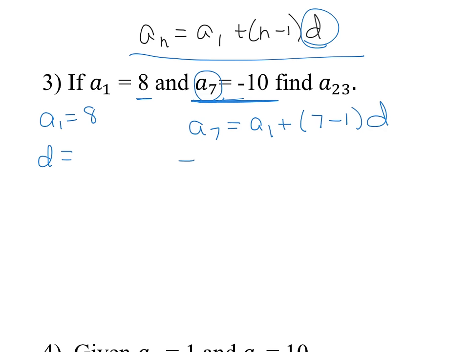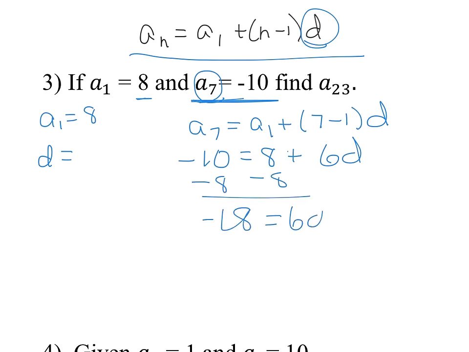But I do know a sub 7 is negative 10. A sub 1 is 8. And 7 minus 1 is 6, so this would be 6d. Just solve. Minus 8. This is negative 18 equals 6d. Negative 3 is my common difference.